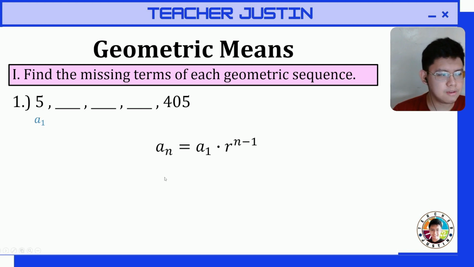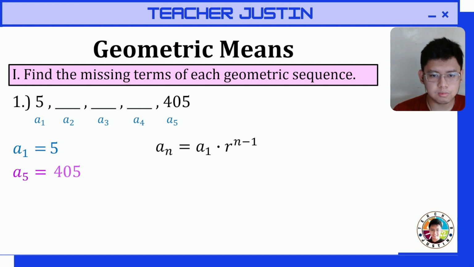So, dito we're given the first term. We're looking for the second term, third term, fourth term, and we're given the fifth term of our geometric sequence. So, lista natin. We have the first term, which is 5. Our fifth term, which is 405, and our number of terms, yung total number of terms natin dito is 5.